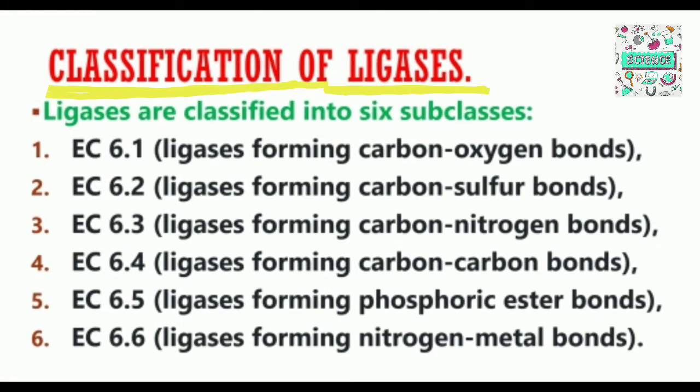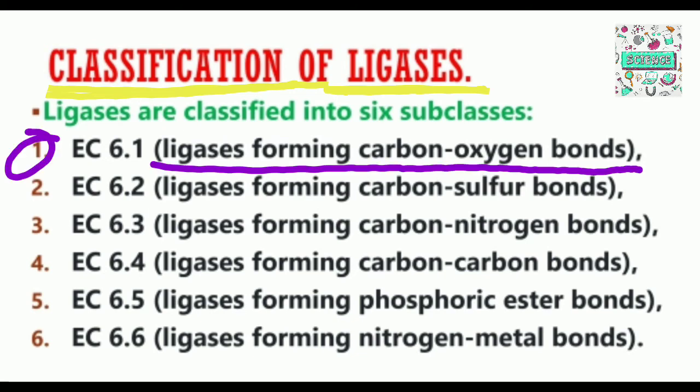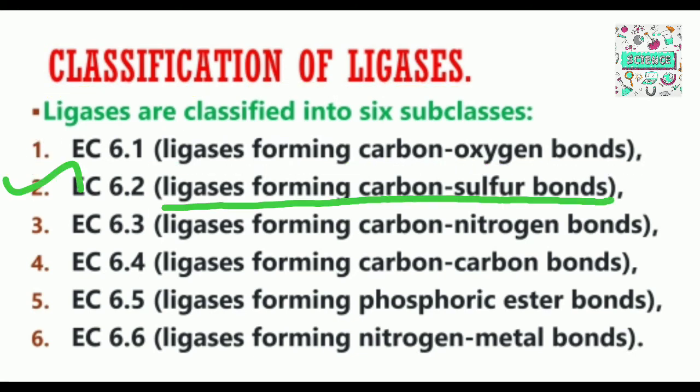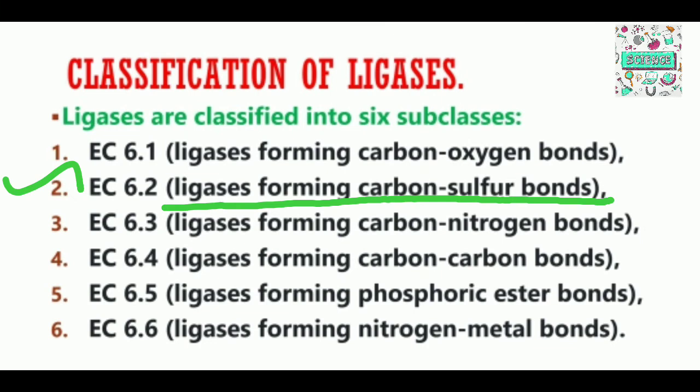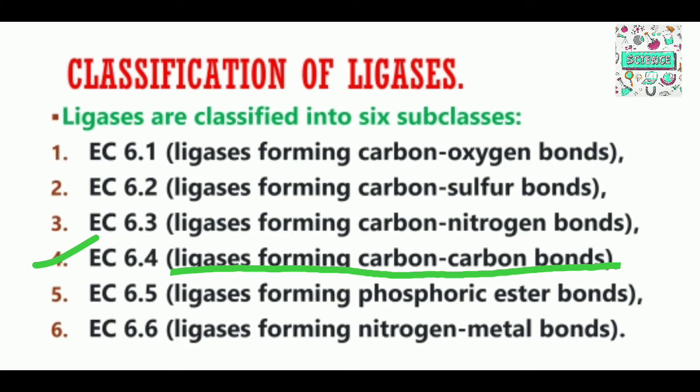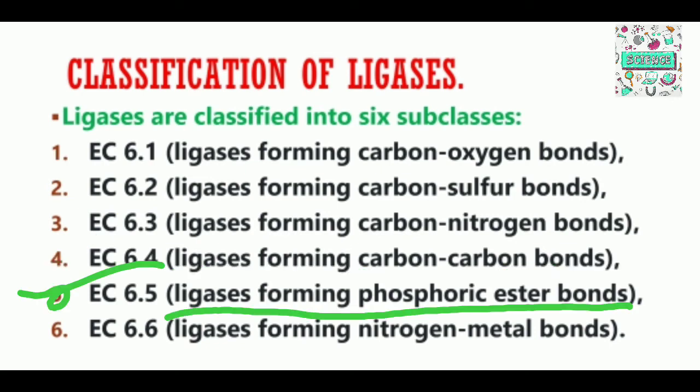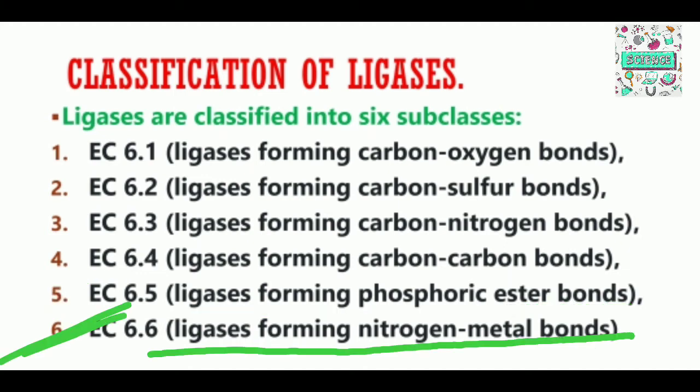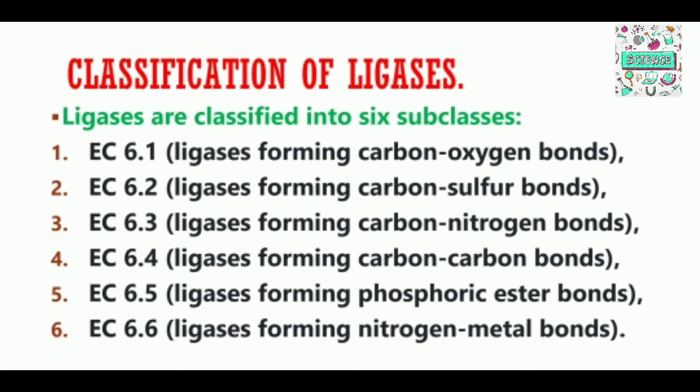Ligases are classified into 6 subclasses: ligases forming carbon-oxygen bonds, ligases forming carbon-sulfur bonds, ligases forming carbon-nitrogen bonds, ligases forming carbon-carbon bonds, ligases forming phosphoric ester bonds, and ligases forming nitrogen-metal bonds, having enzyme commission numbers 6.1, 6.2, 6.3, 6.4, 6.5, and 6.6 respectively.